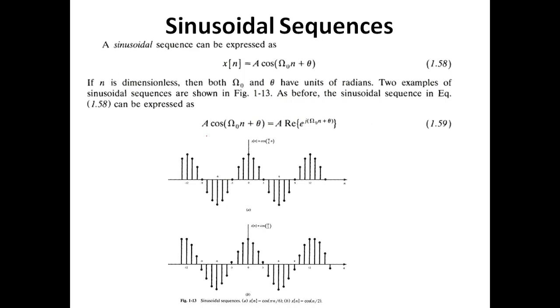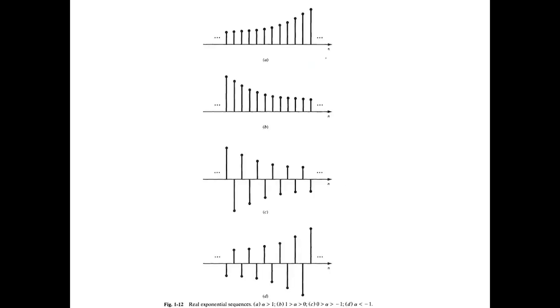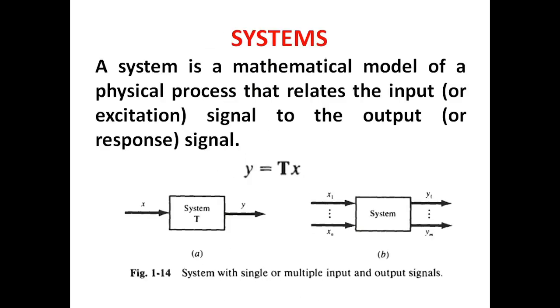Now the sinusoidal sequences, again the same thing: x(n) equals A cos(omega naught n plus theta), where omega naught is the frequency and theta is the phase. Now coming to the systems. So what is a system?